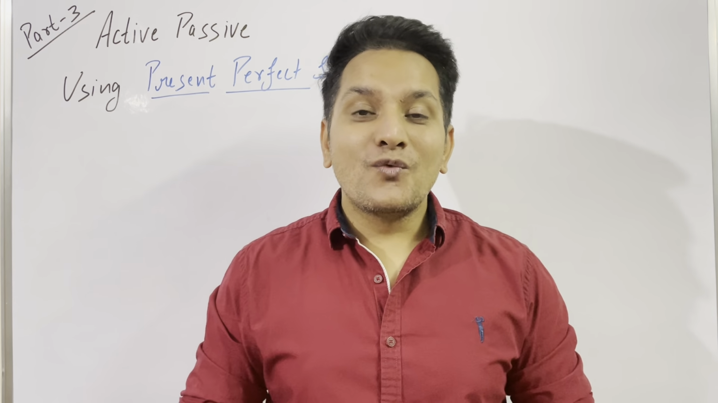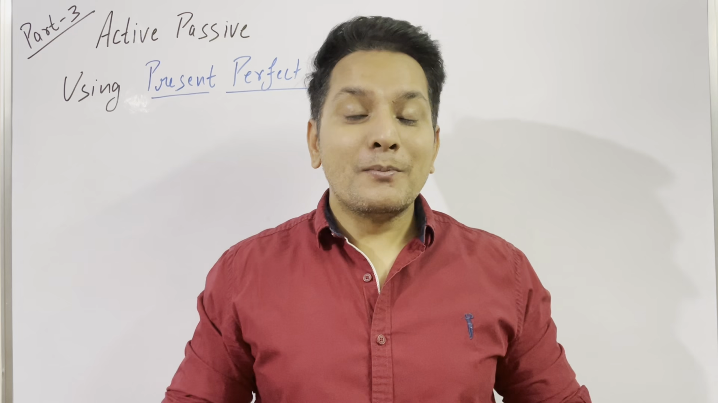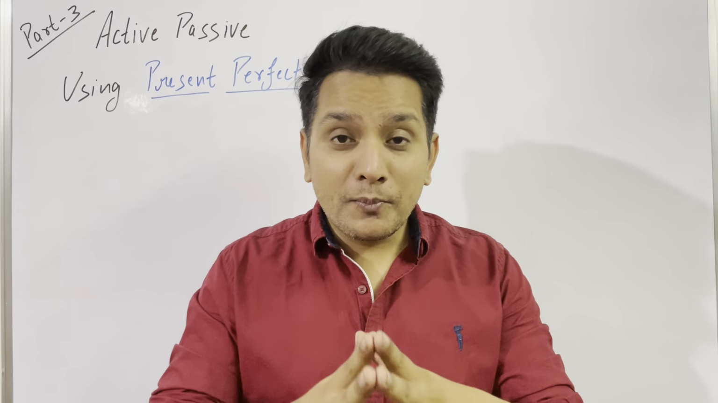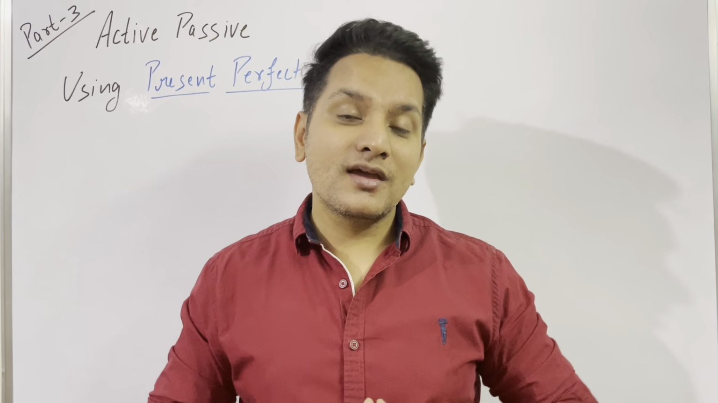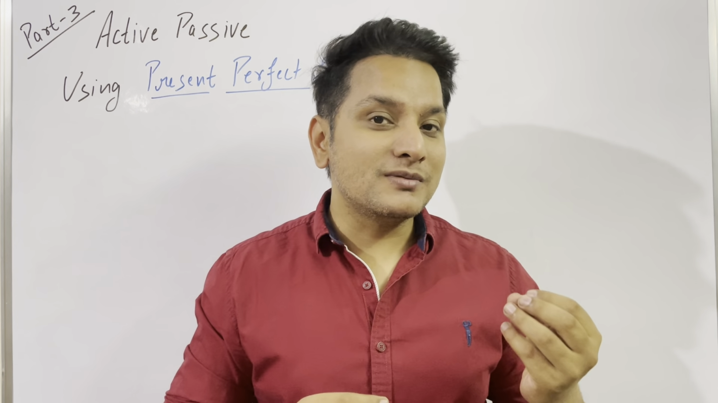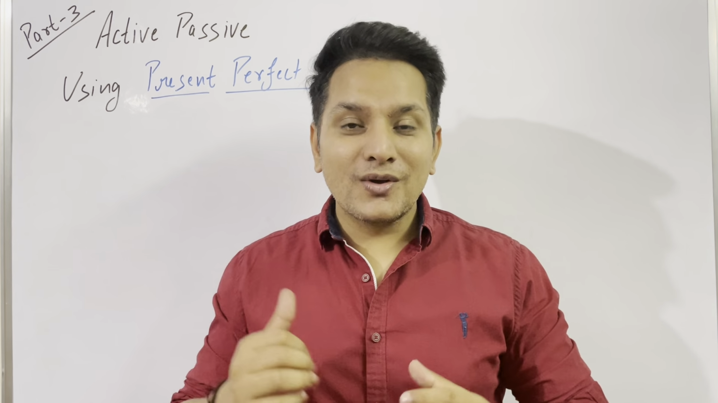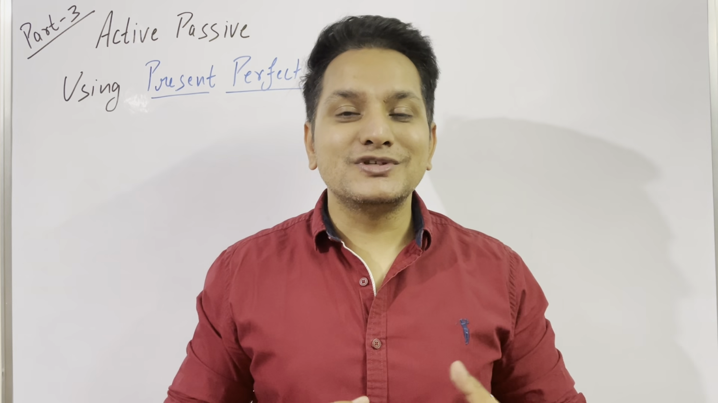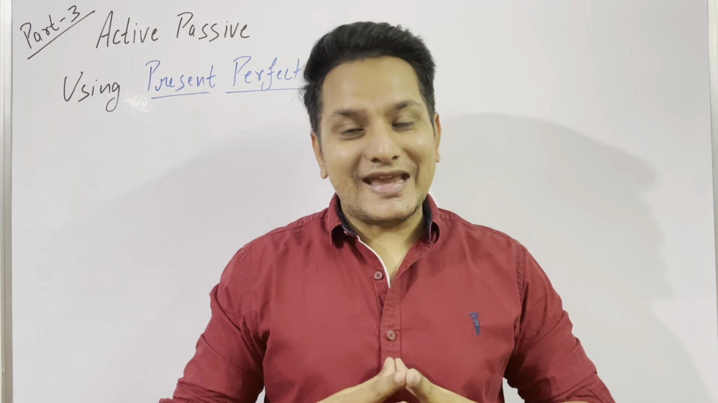So today we are going to talk about a very important topic, that is active and passive, but with the use of present perfect sentences. And I hope you have watched my previous videos, part 1 and part 2 of active passive, where I have taught you how to convert active into passive using simple present sentences and present continuous sentences. Now we're going to talk about converting active into passive using present perfect sentences. So let's get started without wasting any time.